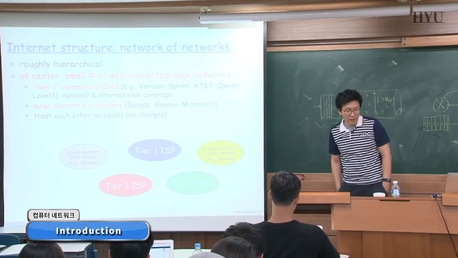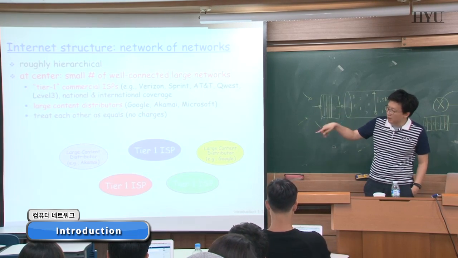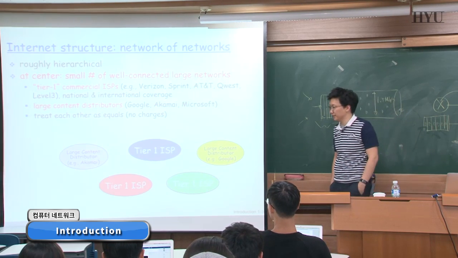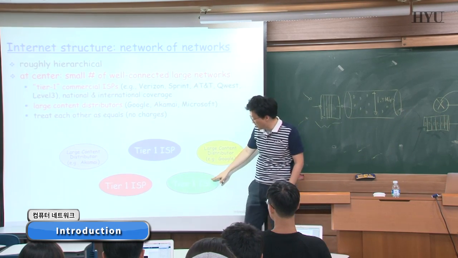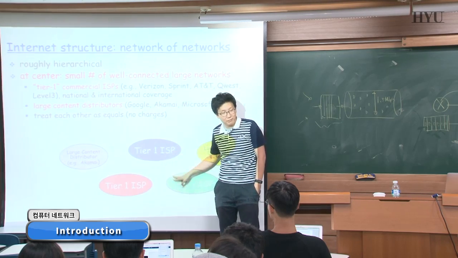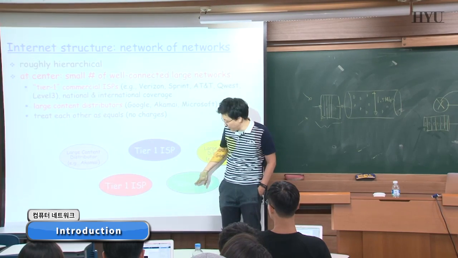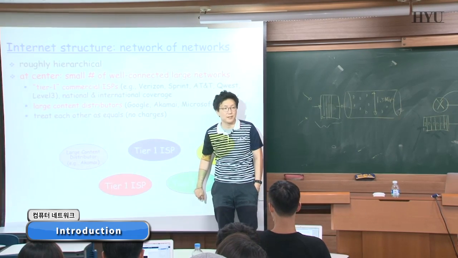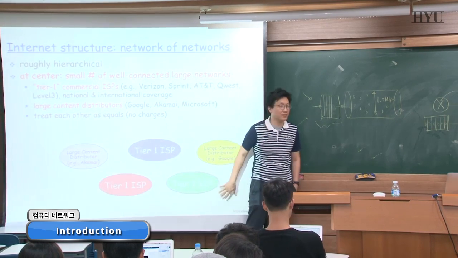They treat each other as equals. So among themselves, they don't charge each other, well, in certain cases. If there's traffic that needs to go to another one, they don't charge each other. But if they sell their traffic to the lower layer ISPs, they will charge. They will get the money. That's how they make money.